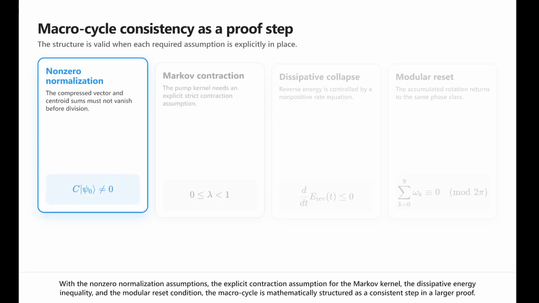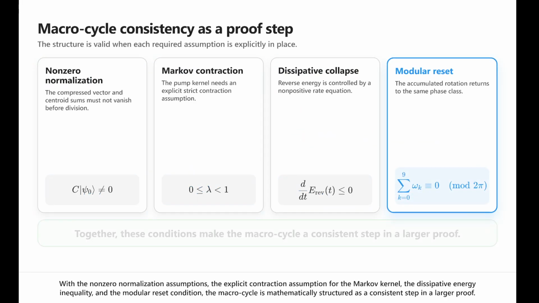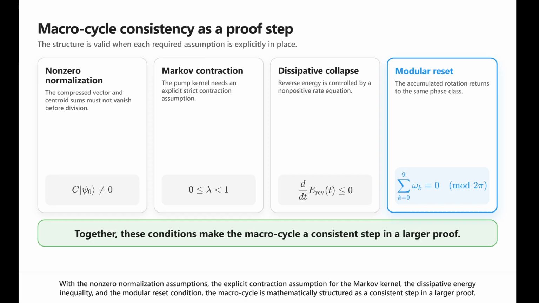With the non-zero normalization assumptions, the explicit contraction assumption for the Markov kernel, the dissipative energy inequality, and the modular reset condition, the macrocycle is mathematically structured as a consistent step in a larger proof.